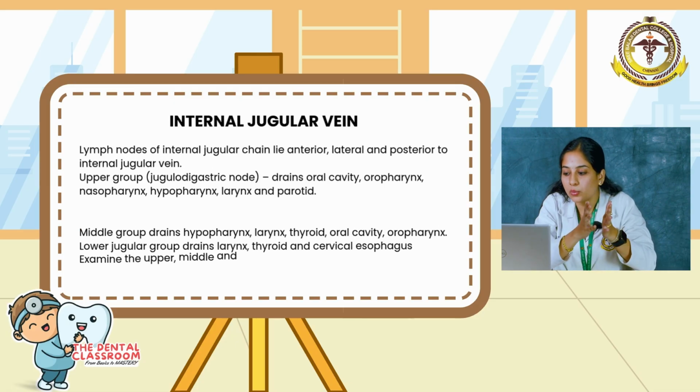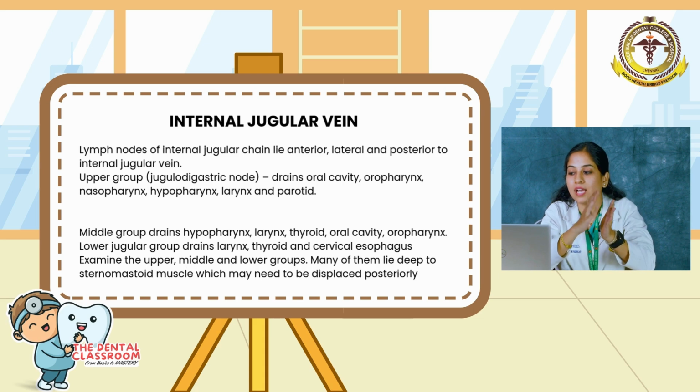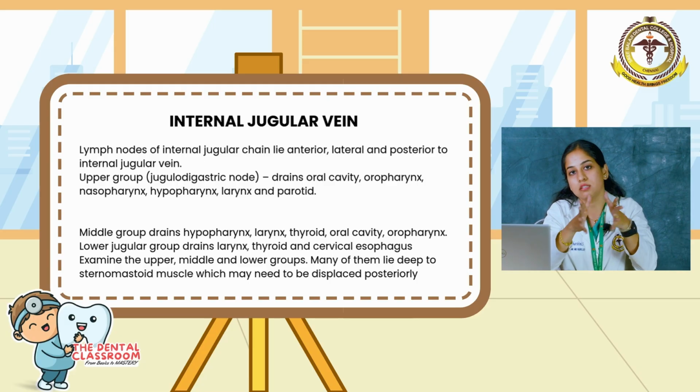The internal jugular lymph nodes, as we all know, are usually located anterior, posterior and lateral to the internal jugular vein, and the lower jugular groups drain the larynx, thyroid and the cervical esophagus.